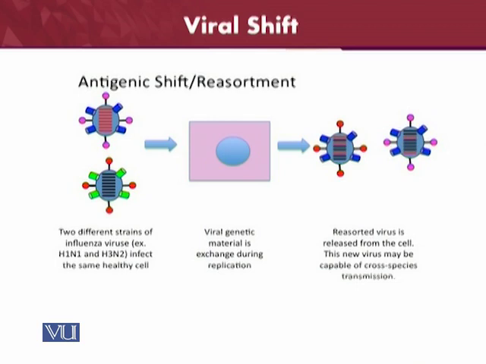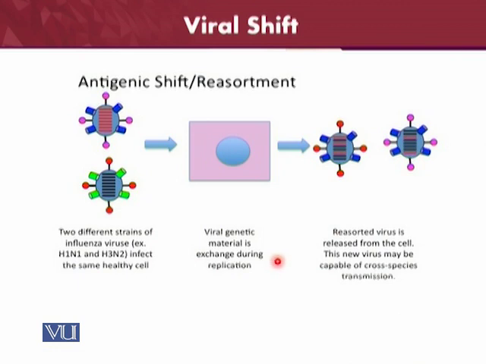Here we can see the antigenic shift, which is also called reassortment, the rearrangement. You can say making the virus in some new arrangements. Here you can see a very simple phenomenon. Two different strains of the viruses are shown with different colors. Two different strains of the influenza virus, you can say one is H1N1 and another one is H3N2. They can infect the same healthy cell.